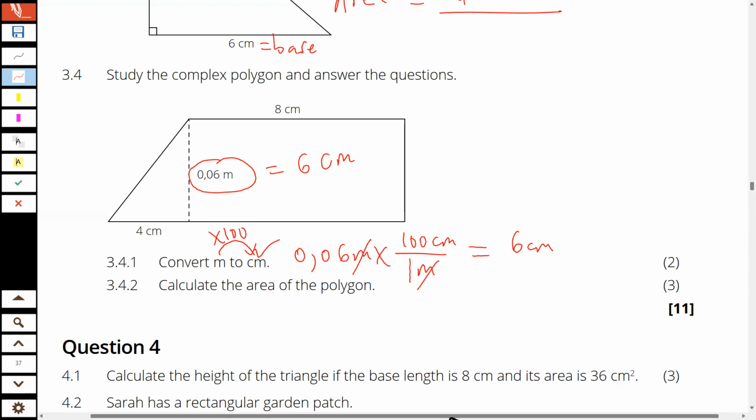So is the total no, please come again. Okay, what are we supposed to do? We need to calculate the area, isn't it? Yes. All right. So the question is, what is the area of this?